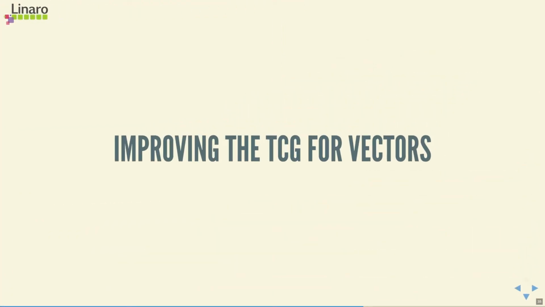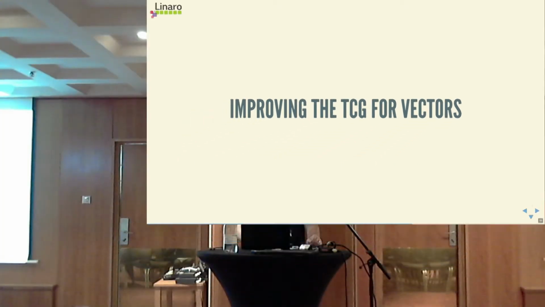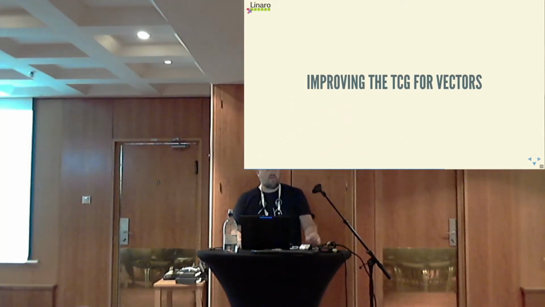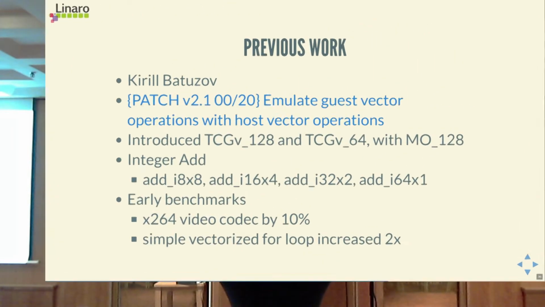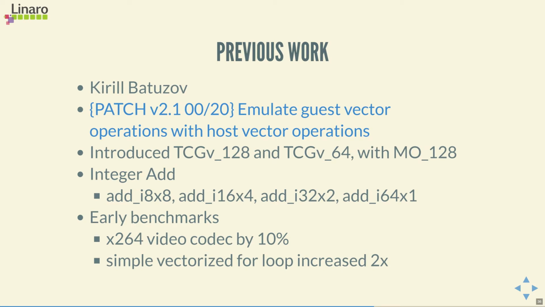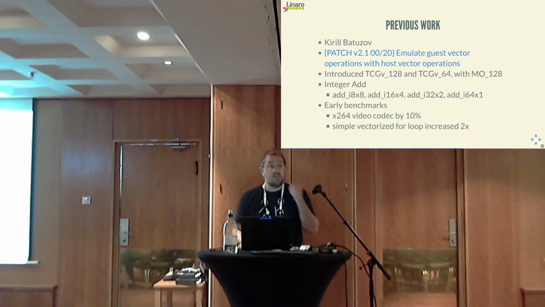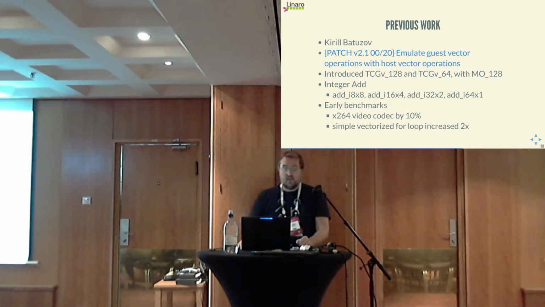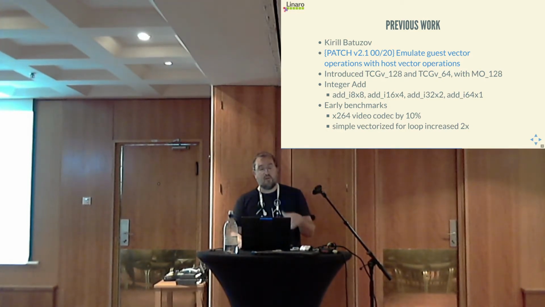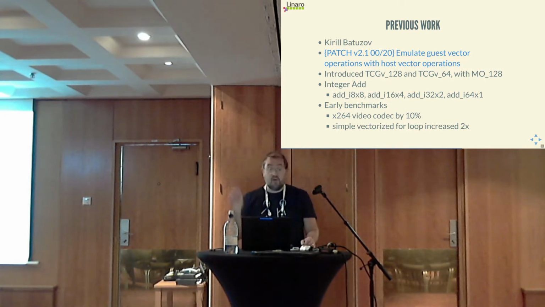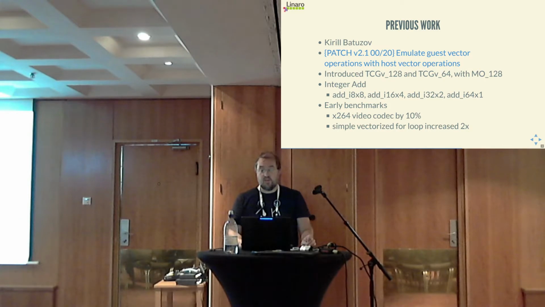So now I've recapped the existing code generation, let's look at the work that we've done to improve the handling of vectors in TCG. Now, there have been attempts at better SIMD instruction behavior before. So most recently, there was Kirill's work posted at the beginning of the year. So it added the concept of a 64-bit and 128-bit vector register, along with a new memory operation for accessing 128 bits at a time.